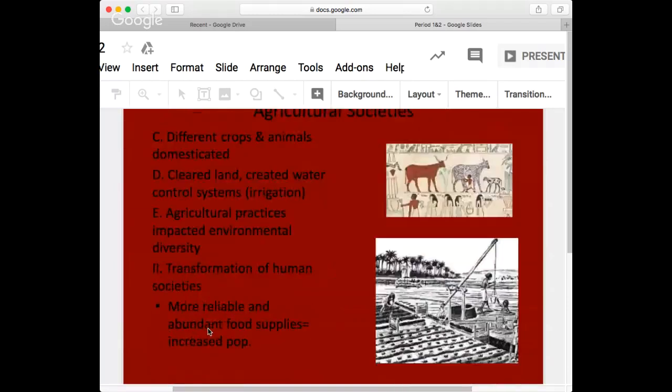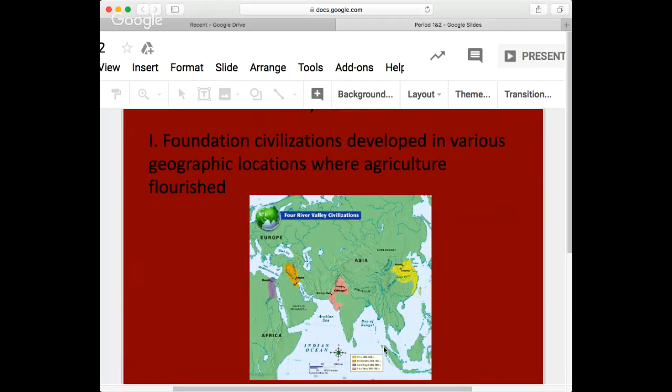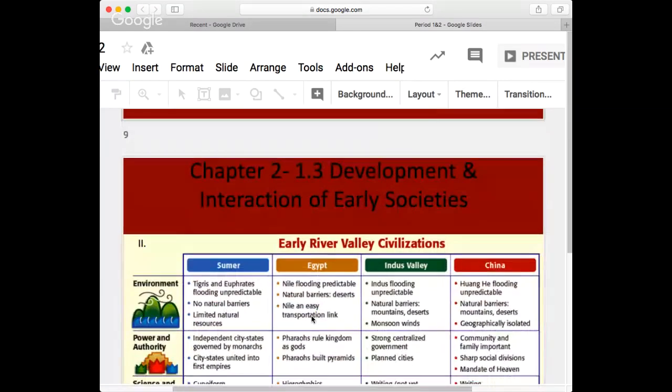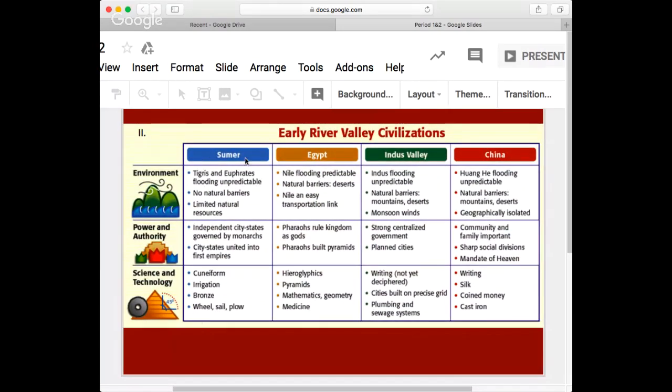Okay. So if I scroll down, sorry again if it's giving you a headache, to 1.3, here's that map again of where those early civilizations are. And here are the 4 that we focus on. So Sumer was in Mesopotamia. And if you remember, we talked about how their flooding was really unpredictable and they had no natural barriers. So they had a lot of floods, a lot of droughts, a lot of people invaded them. They had independent city-states, and they didn't have one main king yet. But they created writing. It was called cuneiform. They had irrigation, they had bronze, metal, the wheel, the plow, etc.